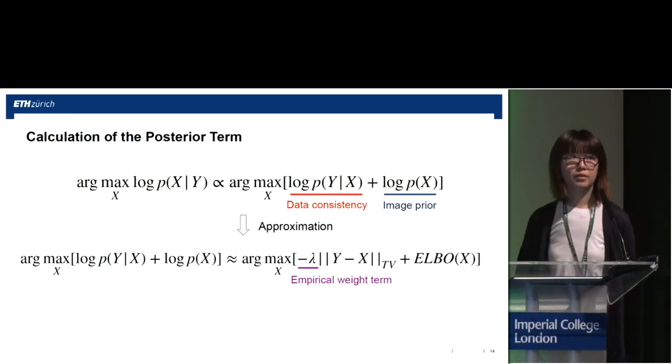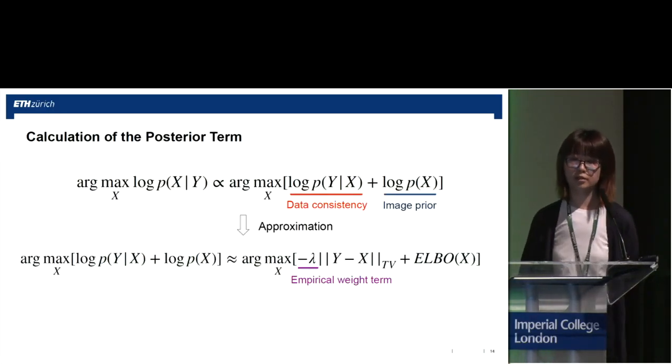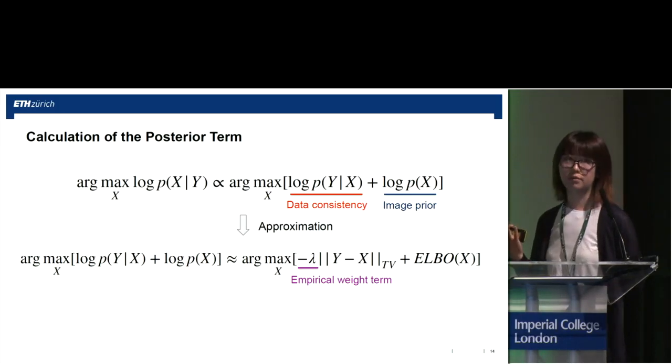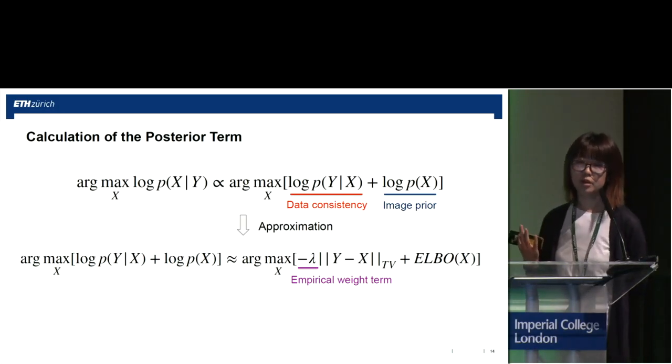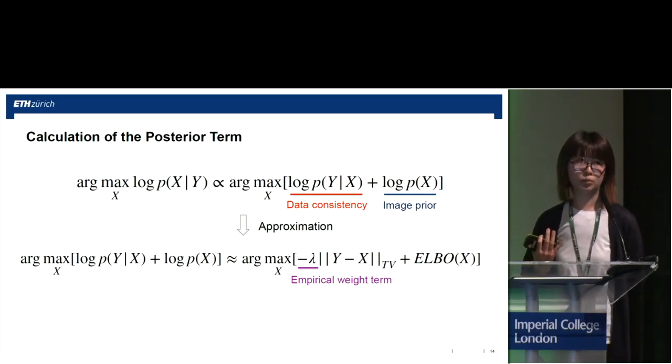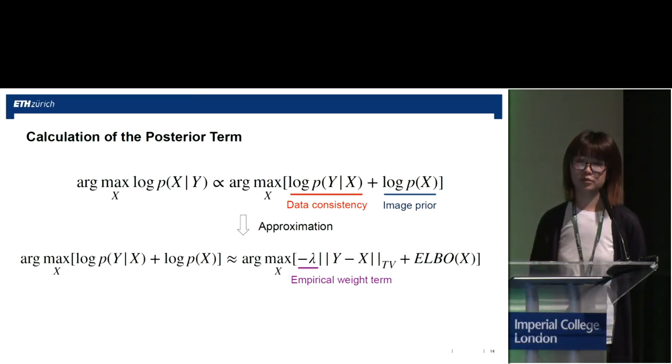So we have the MAP formulation. Exactly how do we calculate the two terms on the right-hand side? So we have the log p(x), which is already estimated as the data prior. And then we treat the first term, the log p(y given x), as the data consistency term, where we will give more details in later slides.